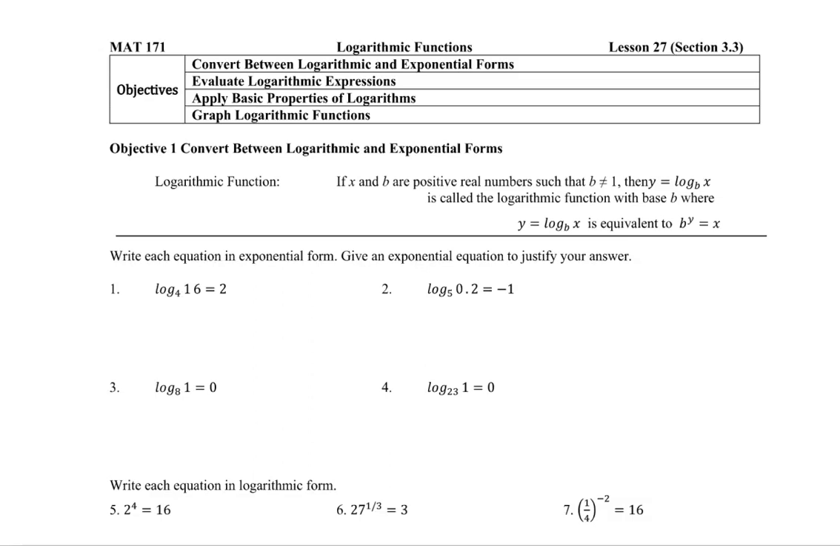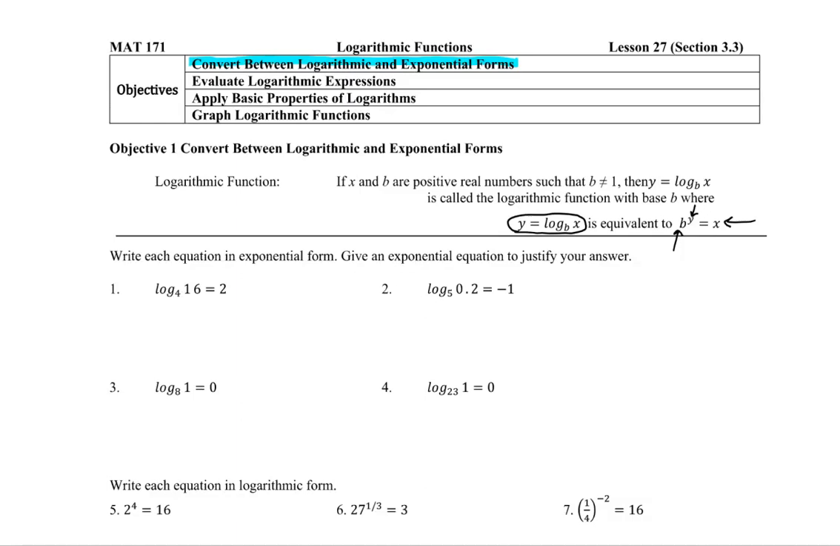The first objective for lesson 27 is for us to be able to convert between logarithmic and exponential forms. In a previous lesson, we talked about what exponential functions are, and now that we know what exponential functions are, we can introduce logarithmic functions. Log base b of x is the same thing as the exponent that goes on the base of b in order to get x. So a logarithm is simply a fancy exponent.